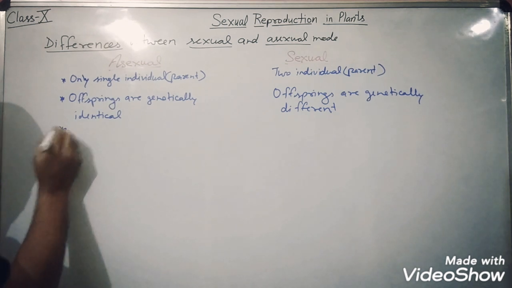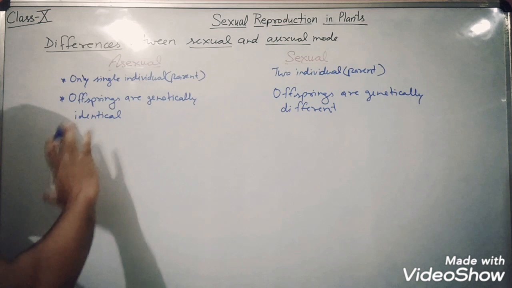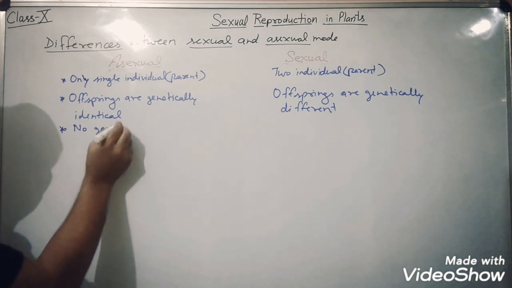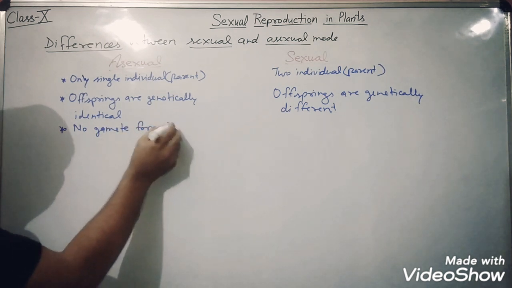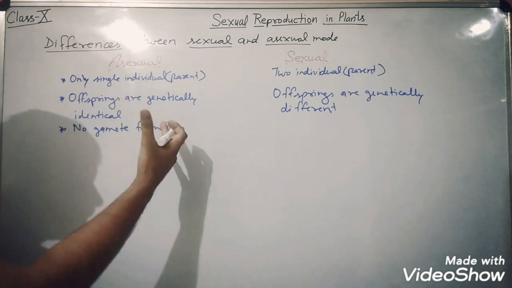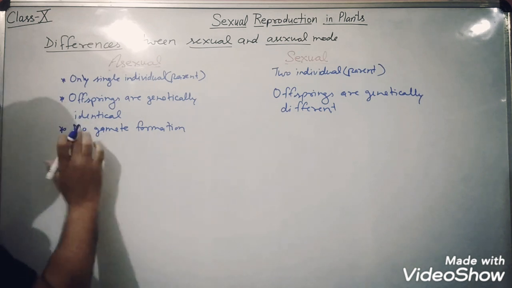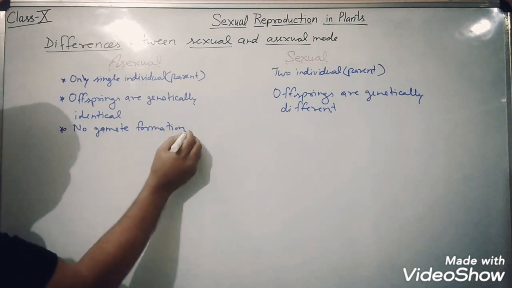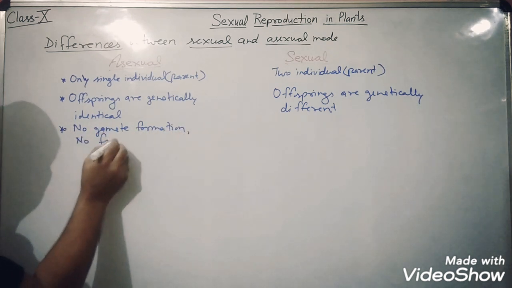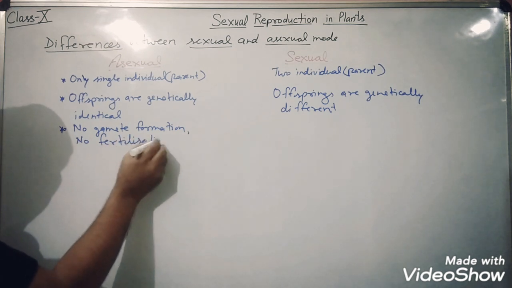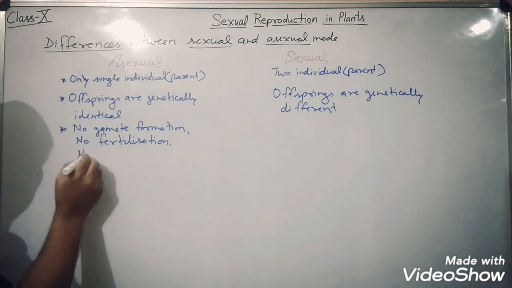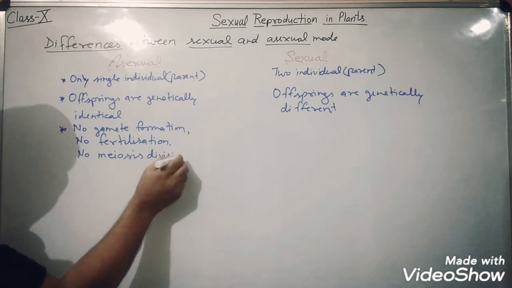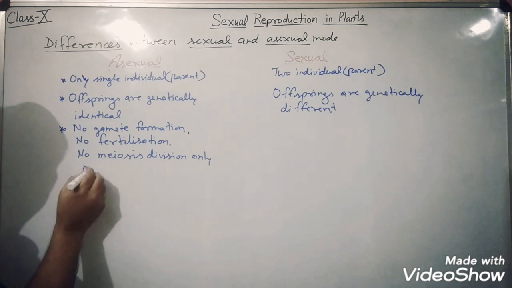When we talk about the next point, since here no gamete formation and no fertilization will take place, because in asexual reproduction they can produce their new offspring by their body parts also, there are no specific cells which take part in the reproduction. So no gamete formation, no fertilization, and no meiosis division, only mitosis division will take place.